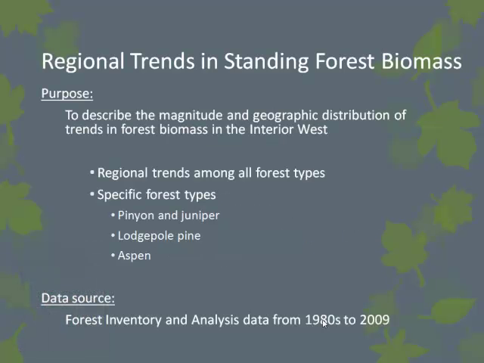Okay, today I'm going to describe some really big picture trends in standing forest biomass. I'll talk about both the magnitude and spatial distribution. First, I'll be talking about a really large 8-state area, all forest types lumped together, and then I'll focus in on a few specific forest types, including pinyon and juniper forests, lodgepole pine, and aspen. And again, I'm using the forest inventory and analysis data set from 1980 to 2009.